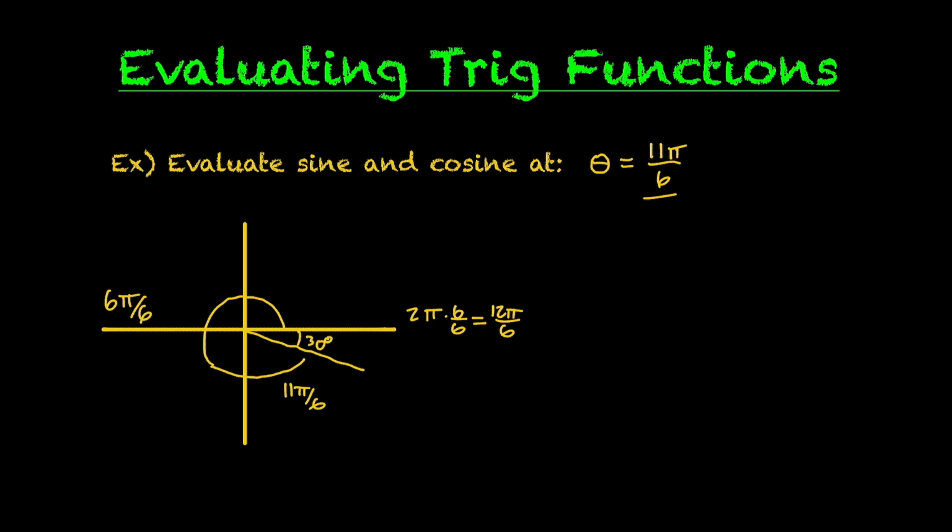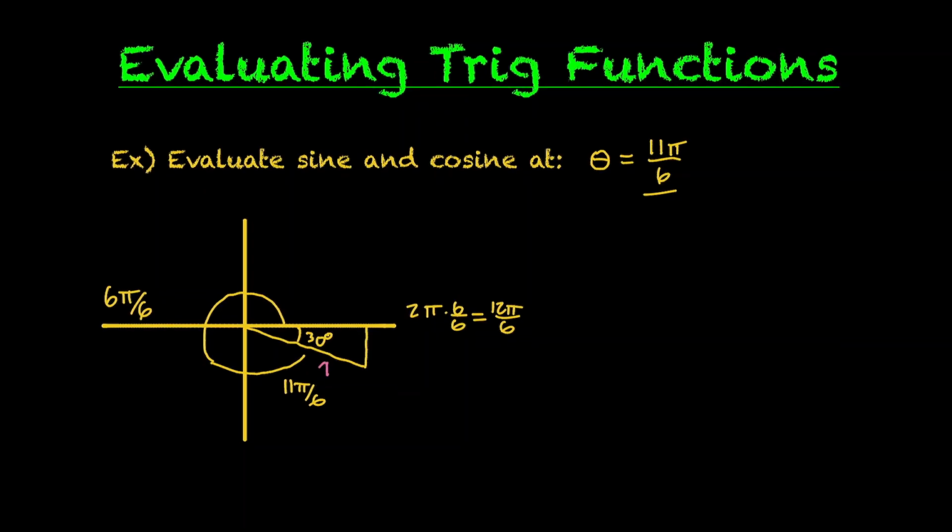And again, we're going to draw this little triangle to the x-axis. That is the number one key, is it always has to go to the x-axis. Once we draw this triangle in, all we have to do is label the sides. Again, we're going to always label the hypotenuse 1.